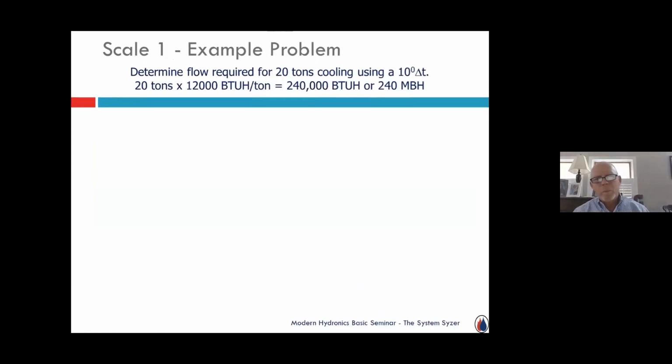So just quickly moving over to a chilled water application. Determine the flow rate or required flow for 20 tons of cooling using a 10-degree temperature change, or delta T. A ton of cooling is representative of 12,000 BTUs an hour. So 20 tons times 12,000 would be 240,000 BTUs, or in our example here with the wheel, it would be 240 MBH.